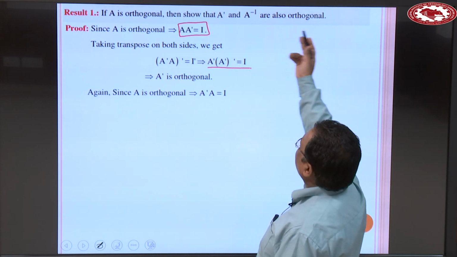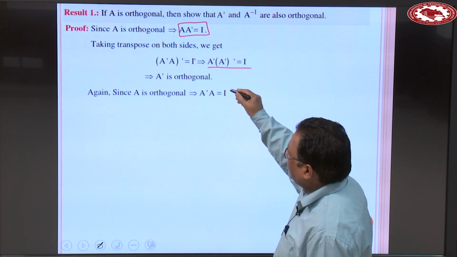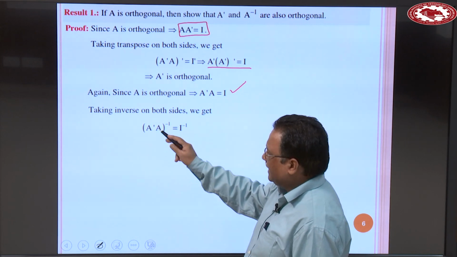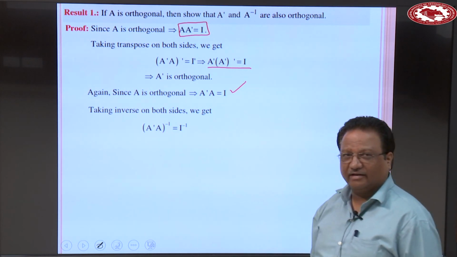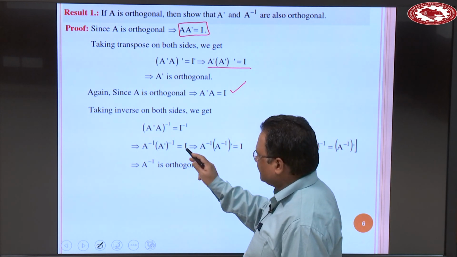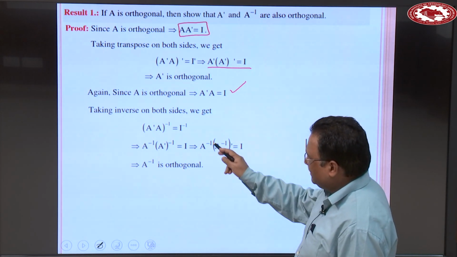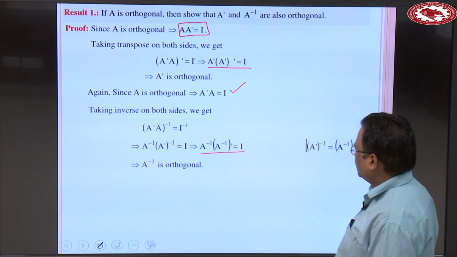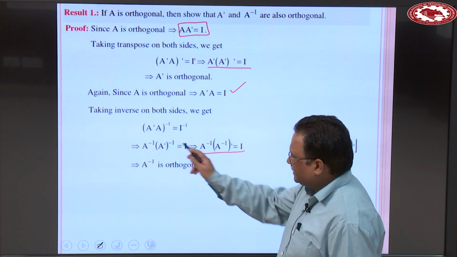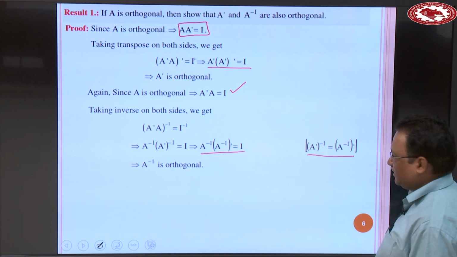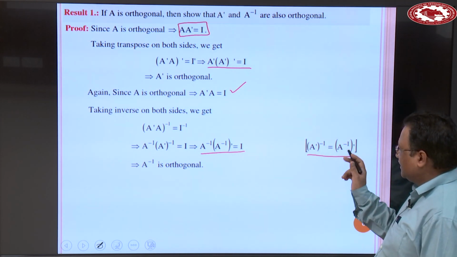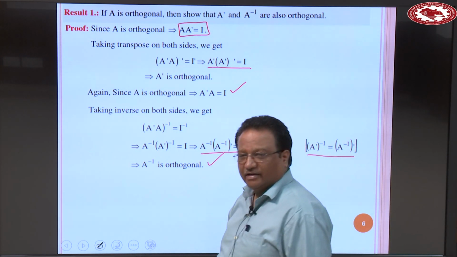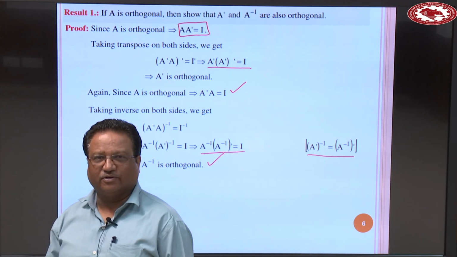Now, again second, A inverse is also orthogonal. Since A is orthogonal, by definition A dash A is equal to I. Now, taking inverse on both sides, we obtain A dash A inverse is equal to I inverse. Clear? And this means A inverse A dash inverse is equal to I, and this means A inverse dash is equal to I, and this result shows that A inverse is orthogonal. Clear? So, we know A dash inverse is A inverse dash. Use this property. Okay? We know this result A dash inverse is equal to A inverse dash. So, this means A inverse is orthogonal. So, this one is the first result related with orthogonal matrix.